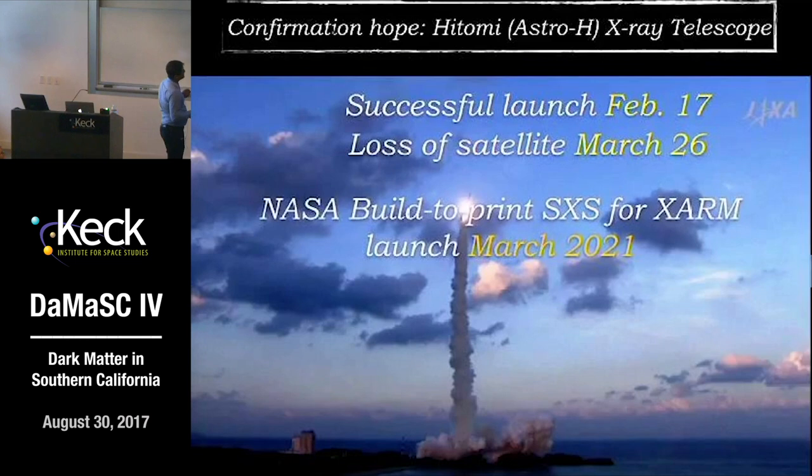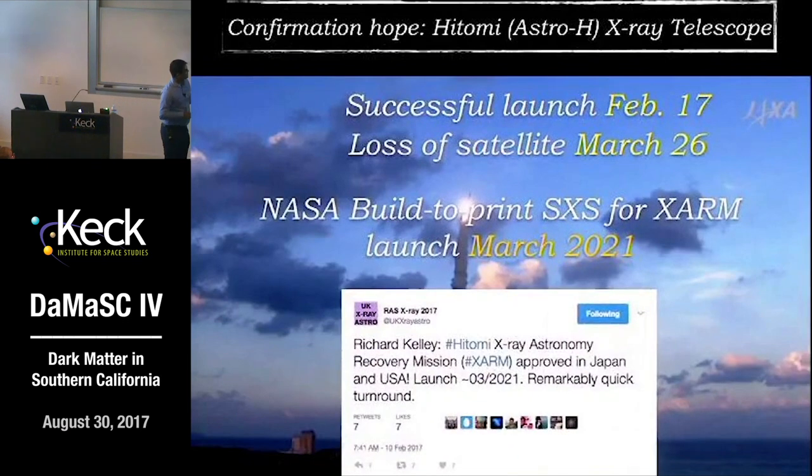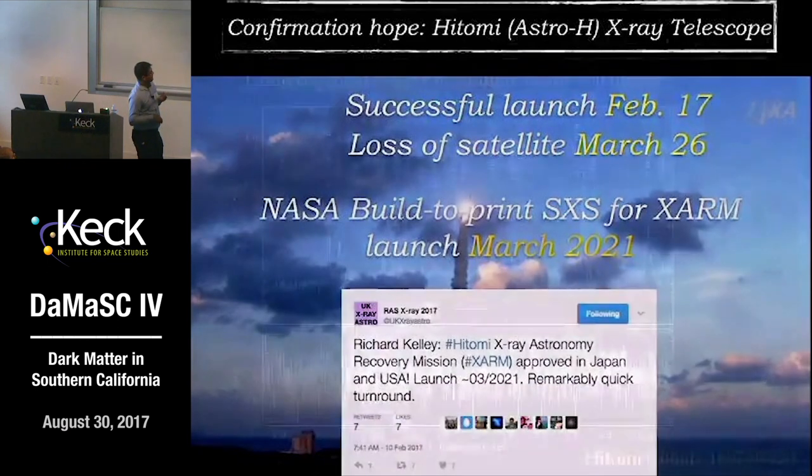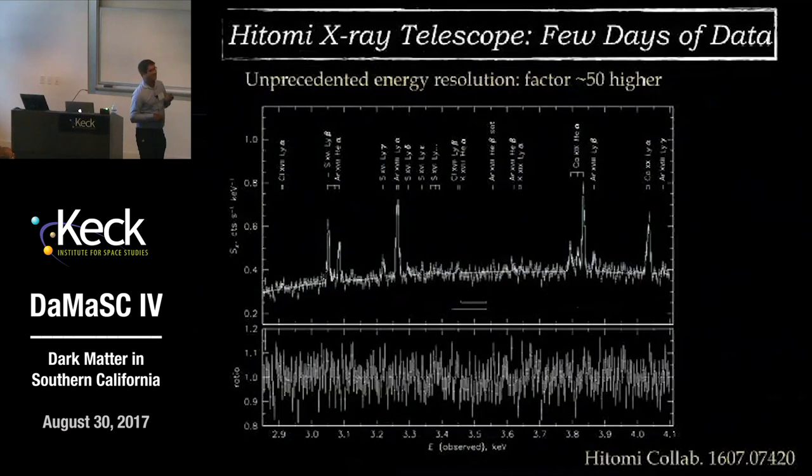The good thing is that there's a NASA plan to build a replacement of the soft X-ray spectrometer for Hitomi 2, now called XARM or CHARM, and it's planned to be launched in March of 2021. This was originally announced on the 10th of February 2017 by Twitter at a Royal Astronomical Society meeting in the UK, before it was announced by NASA, interestingly.